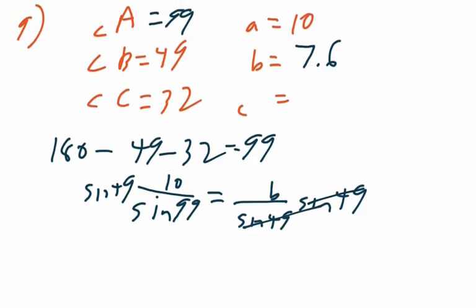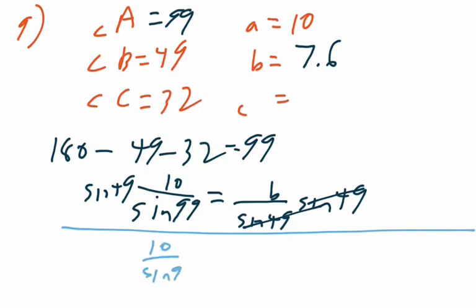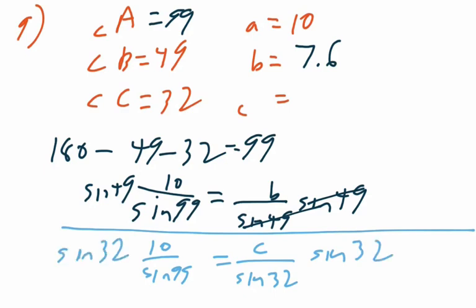Now, we're going to do this again with C, except for instead of the right side being B, we're going to use C over the sine of 32, which means I'm going to multiply both sides by the sine of 32, and we'll get our answer. And so this one is 5.3.